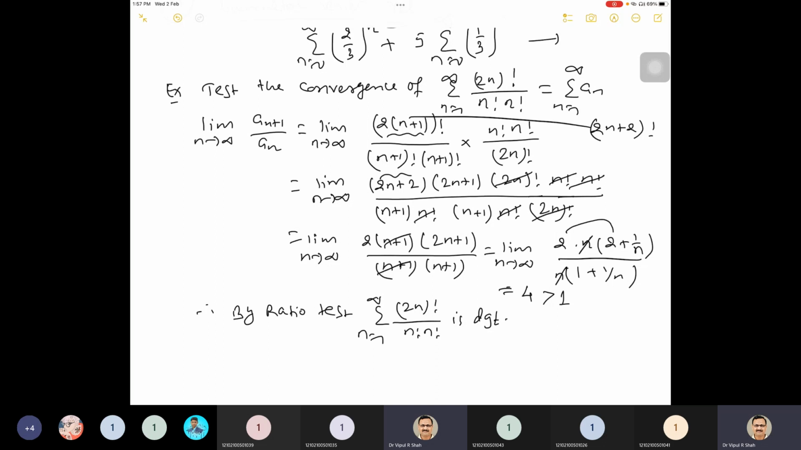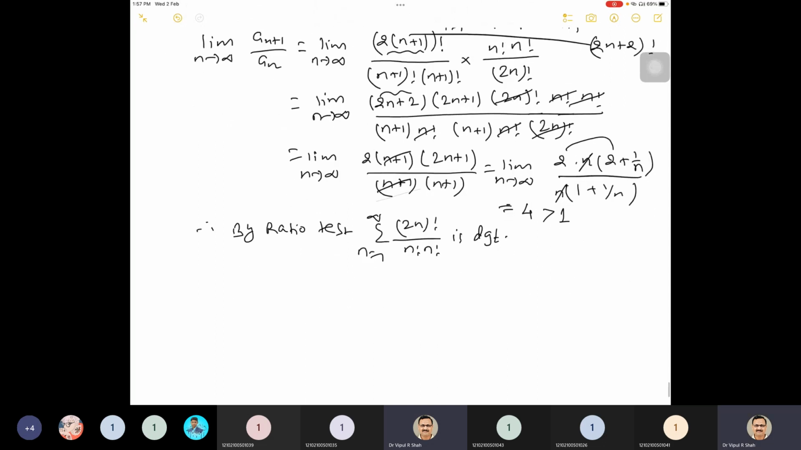Next, let us see where we can use the ratio test. Check for convergence. Series n equal to 0 to infinity n factorial upon 5 power n.